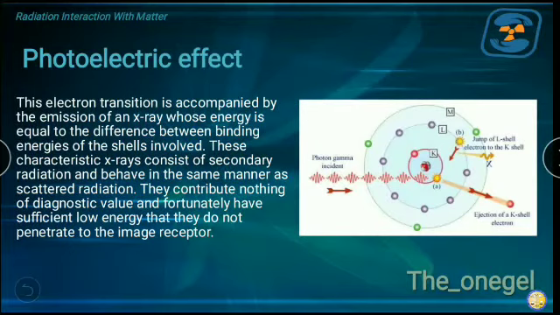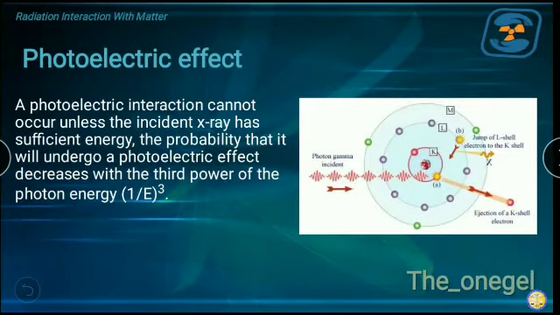This electron transition is accompanied by the production of characteristic X-rays, which we already know. These characteristic X-rays consist of secondary radiation and behave in the same manner as scatter radiation. They contribute nothing of diagnostic value and fortunately have sufficiently low energy that they don't penetrate the image receptor. In some other books, the description is contrast. See, photoelectric effect.